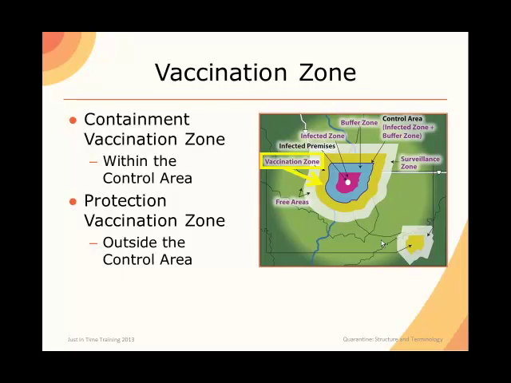The vaccination zone can be classified as either a containment vaccination zone or a protection vaccination zone, based on the goal of vaccination activities. A containment vaccination zone is typically found within the control area, or the area encompassing the infected and buffer zones, whereas a protection vaccination zone is typically found outside of a control area. This zone designation can be secondary with other zone designations.